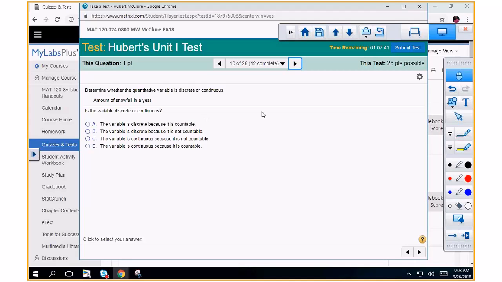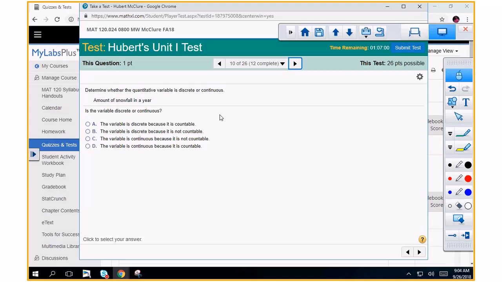Determine whether the variable is qualitative or quantitative, another nested problem. The amount of snowfall in a year: how do you measure snowfall? Inches. Inches is a measurement of distance. Is that counting? No, it's measuring. There's measure and count. Measure is continuous. Counting is discrete. Remember that. I told you that the first day we went over this.